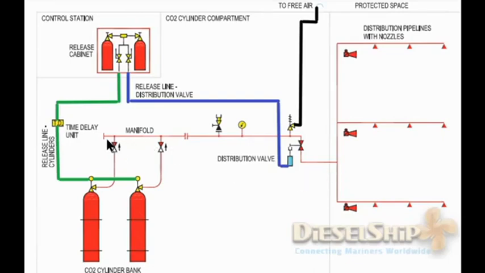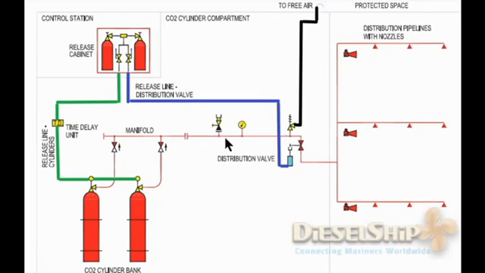Let's now concentrate on the main manifold. You definitely have to have a blank over here so that for any maintenance purpose you can isolate the CO2 bottle section, you can blank it and then carry out maintenance on this area.